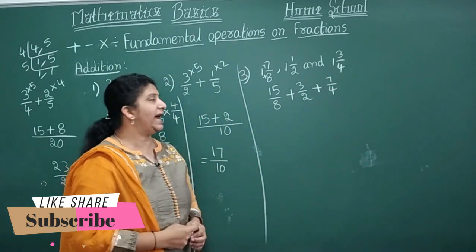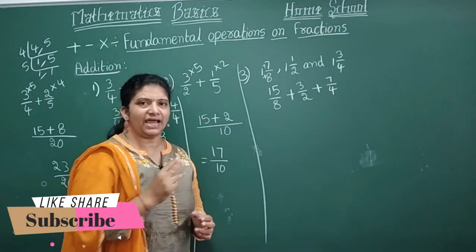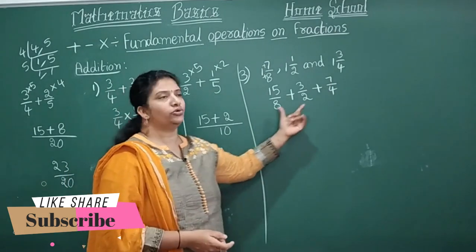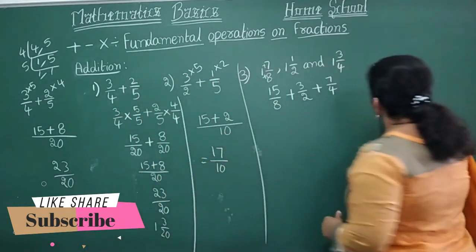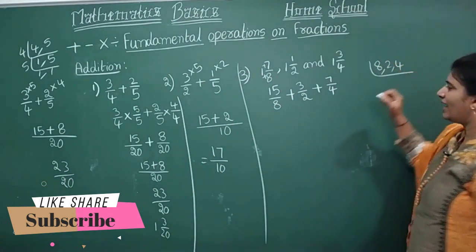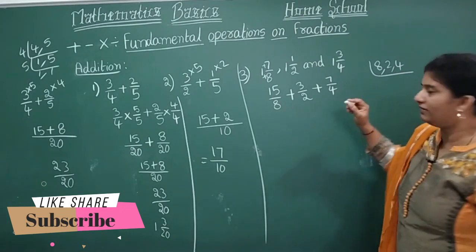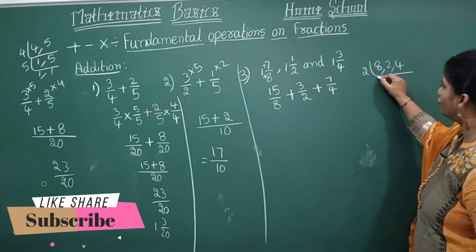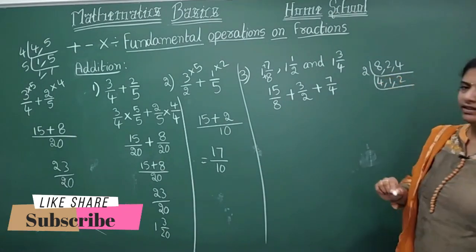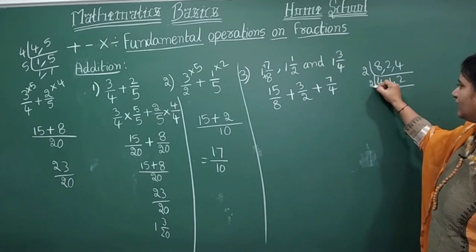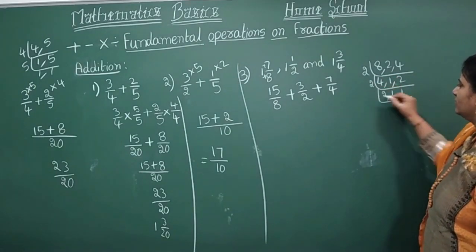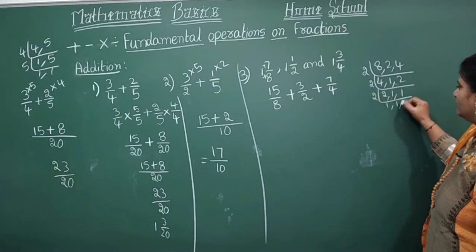Now we are going to add the three fractions at a time. Same method, there is no change, children. We are going to do the LCM for this. 2, 8, 2, 4. So do you have any common table? Yes, 2 table it is common. 2 fours are 8, 2 ones are 2, 2 twos are 4. Then again 2 table I'll take here. 2 twos are 4, 1, 2 ones. Then again 2 ones, 1, 1.